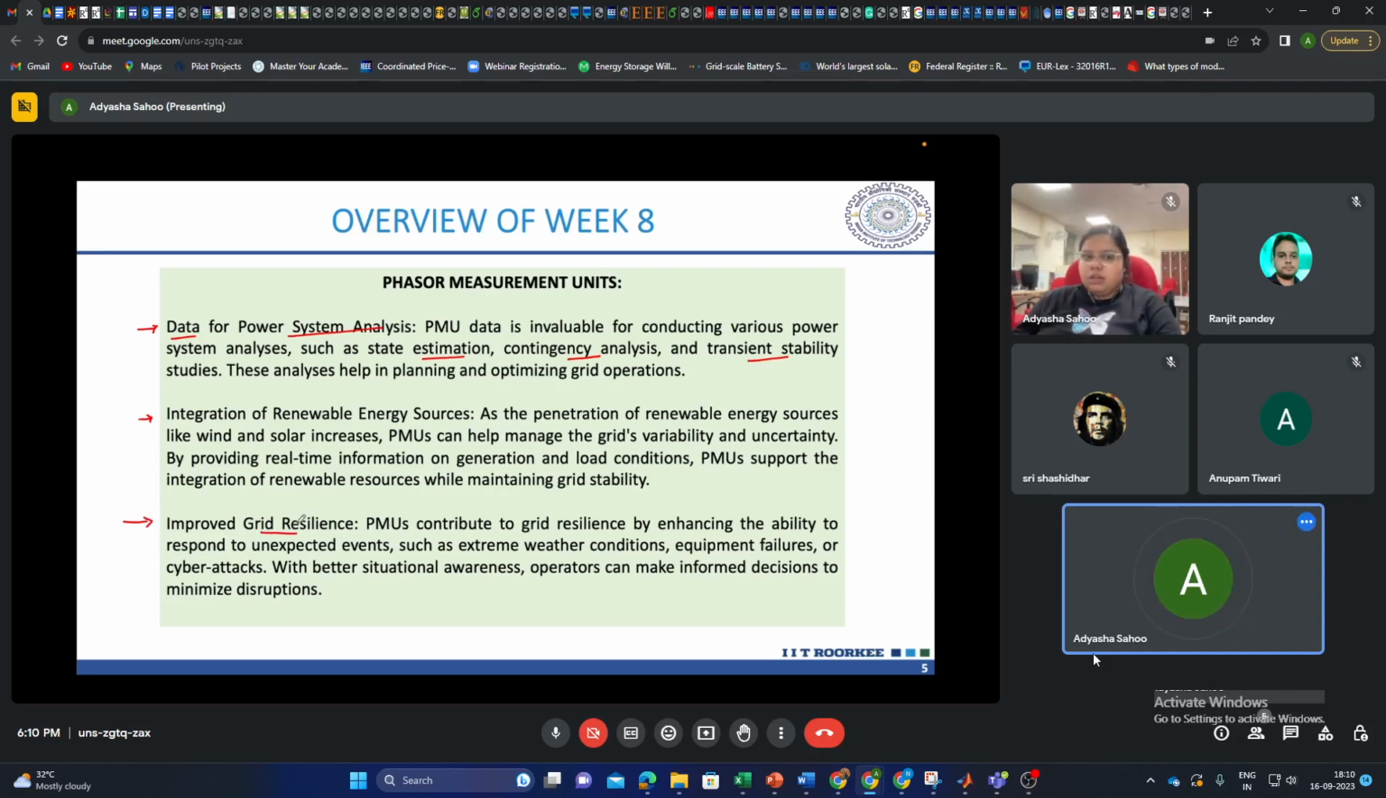And also, if certain outages take place, we can quickly revive the system, because using this real-time data we can quickly isolate the faulty section and ensure continued power supply to the healthy section. That way, it will help in resiliency, because when the operator is more aware of the system, it can take better, informed decisions to handle those contingencies or outages.